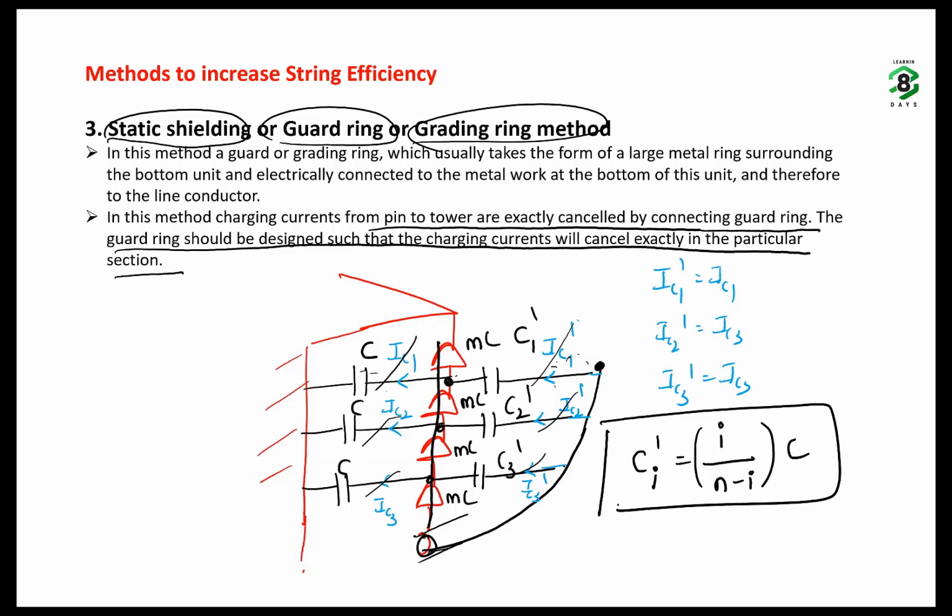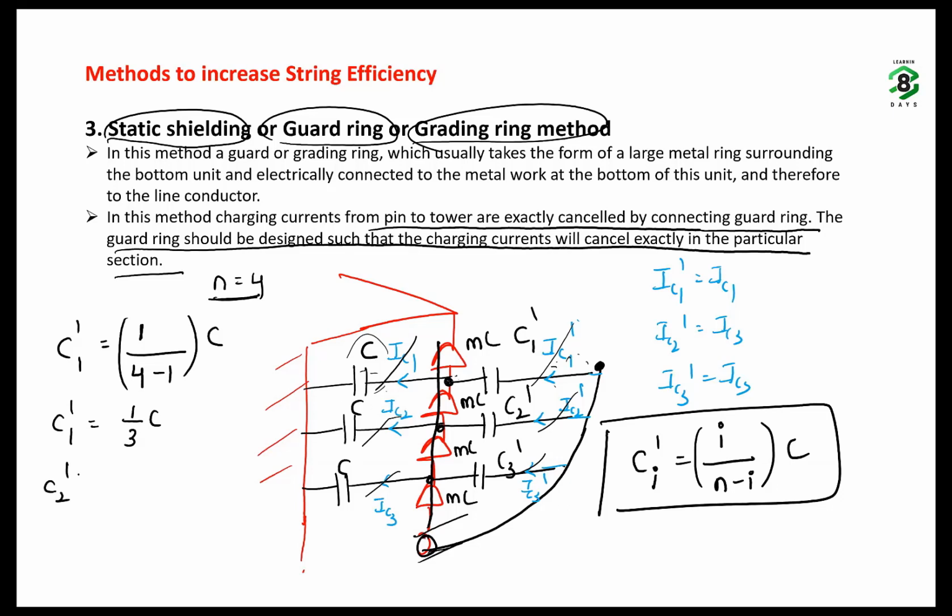So if you want C1 dash, you can calculate in this way. C1 dash will become 1 divided by n minus 1, where n is the total number of discs in the string, into small c. Here it is 4 minus 1, so C1 dash will become 1 by 3 C. Understand? Here n is the total number of discs, 4. C is again the capacitance between the pin junction and the tower.